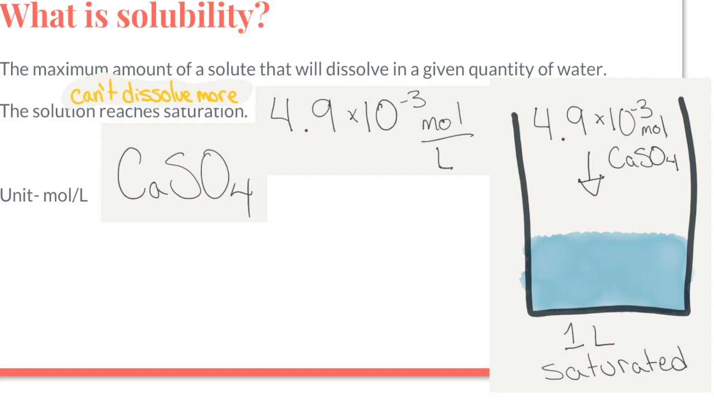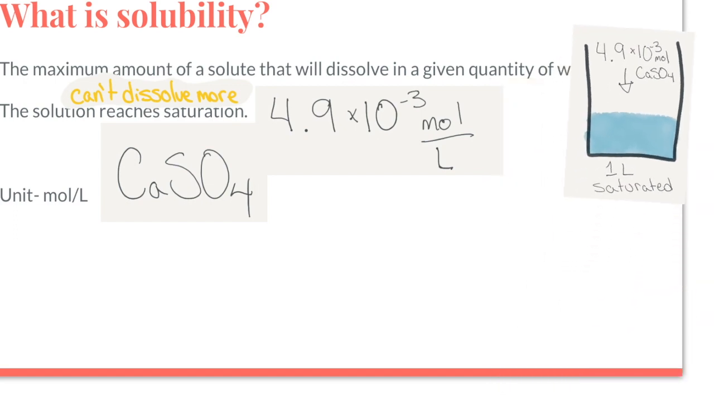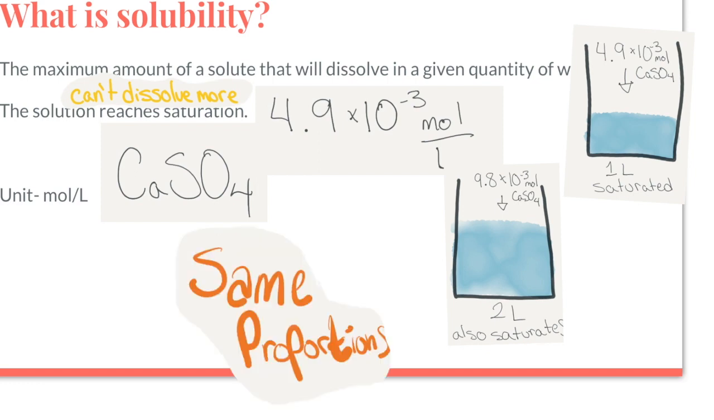It's important to remember, though, that this ratio of solute to solvent remains the same no matter what size of volume of solution I have. So, for instance, if I have 2 liters of solution and I add double the amount of calcium sulfate, it is also going to be saturated. No matter the quantity of the solution, it's going to be the same proportion of solute, the thing I'm dissolving, to solvent, in our case most of the time water.